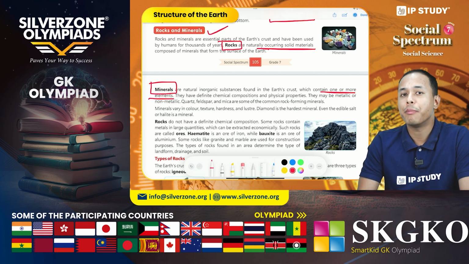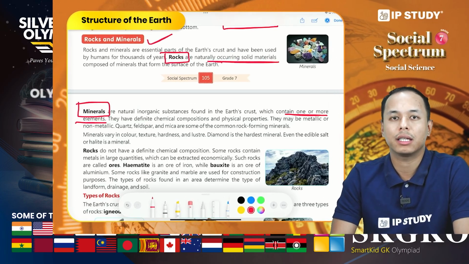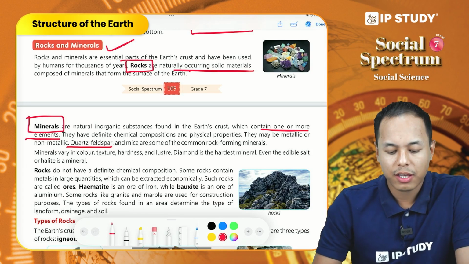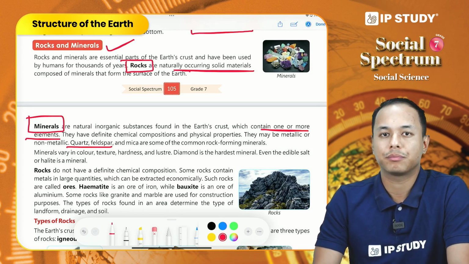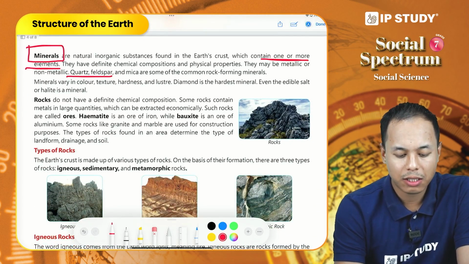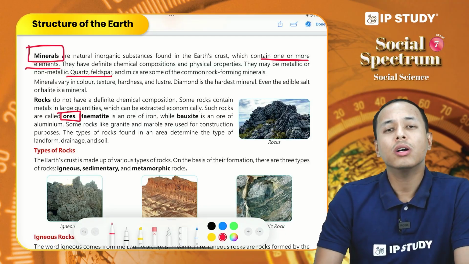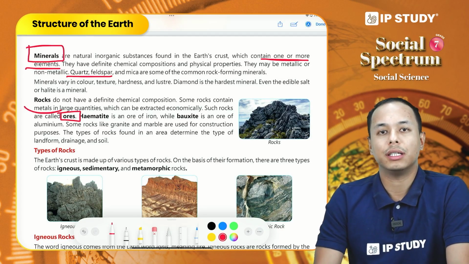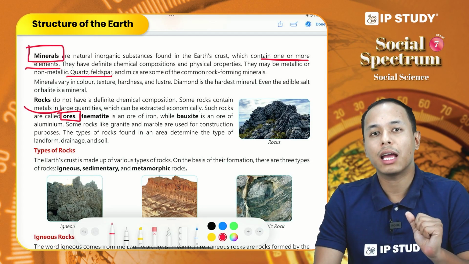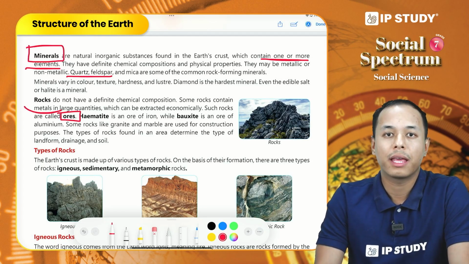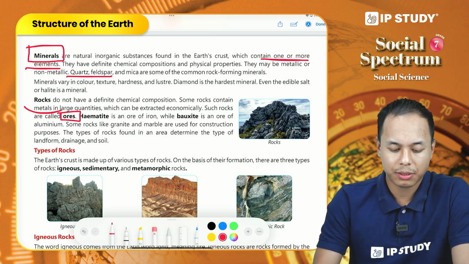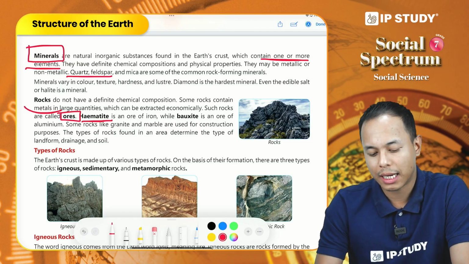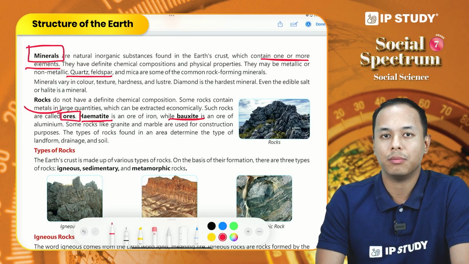Minerals can be metallic or non-metallic. Some examples of minerals are quartz, feldspar and mica. Okay. Now let us read about ore. So some rocks contain metals in large quantities which can be extracted and are economically valuable. These are called ores. For example, hematite is an ore of iron. On the other hand, bauxite is an ore of aluminium.